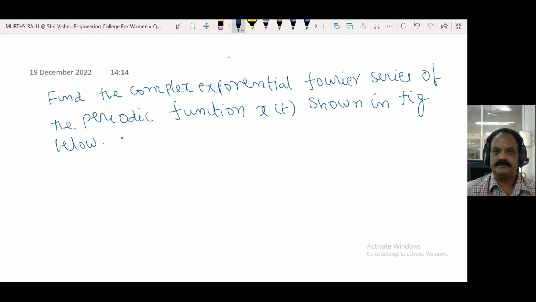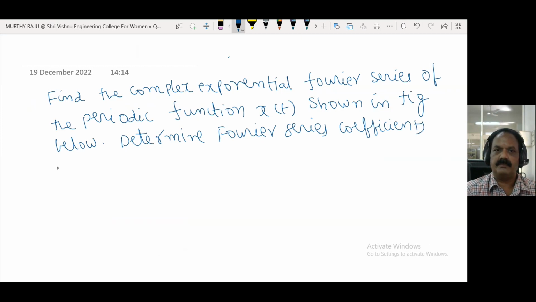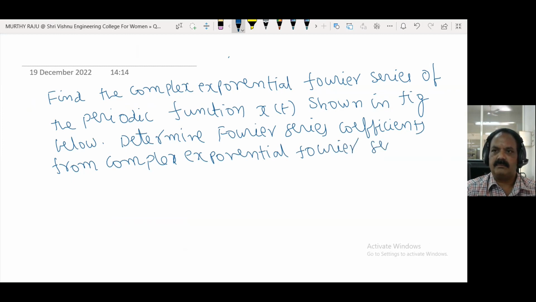Determine the Fourier series coefficients from the complex exponential Fourier series quotient. Plot the magnitude spectrum.